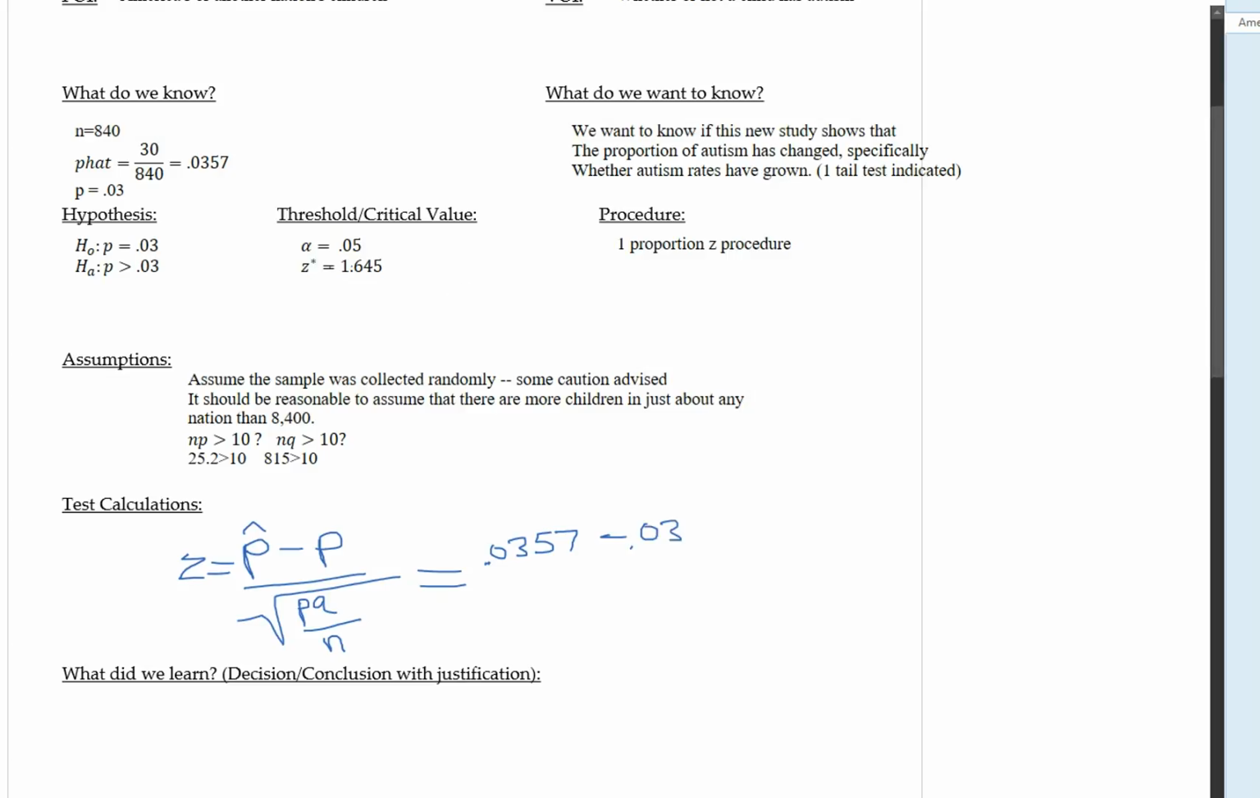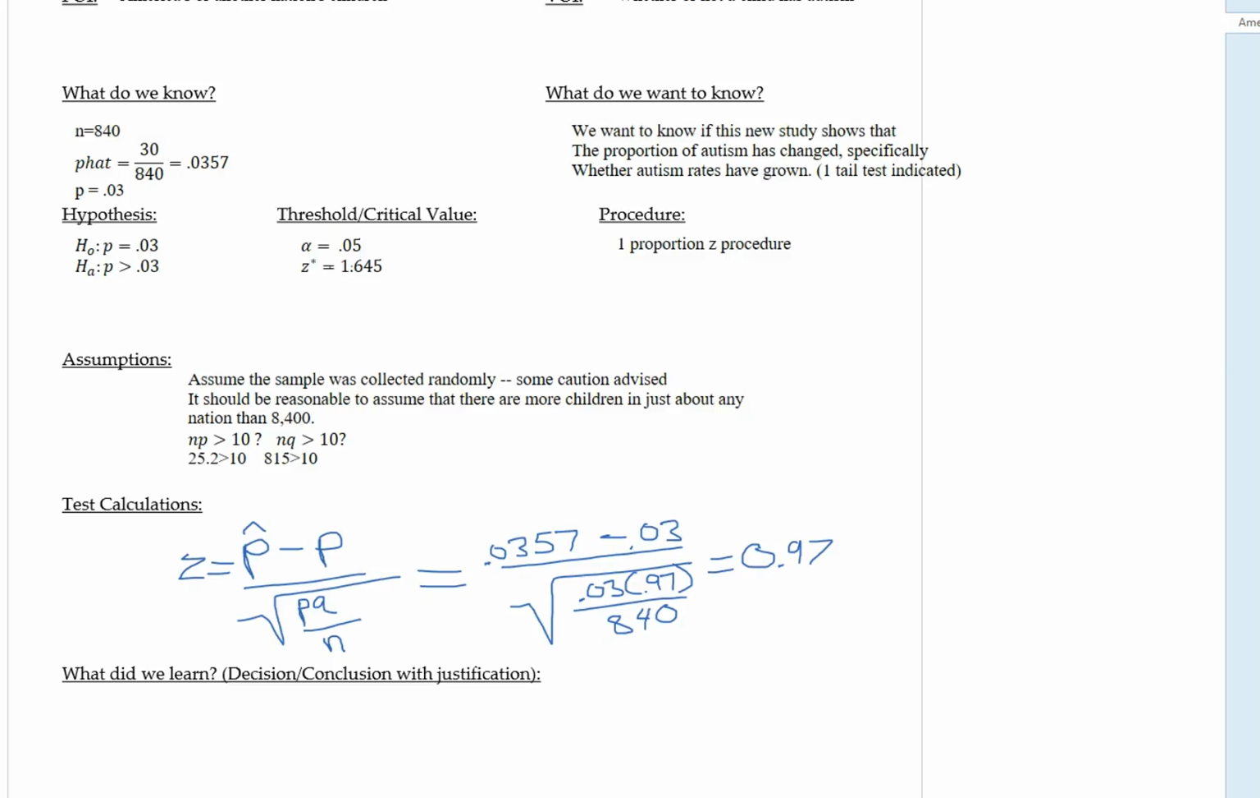Or 0.03. And down here, we're just going to put this together and go 0.03 times 0.97 divided by our 840 subjects that we sampled, and put that in our calculator, and we should be good to go. So we get a z test statistic of 0.97 approximately, or 0.968 to be a little more precise. 0.97 should be sufficient to get my p-value though. So let's go down to our tables and get the p-value for this one.